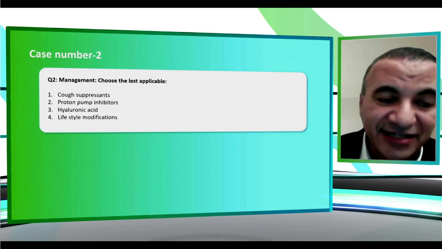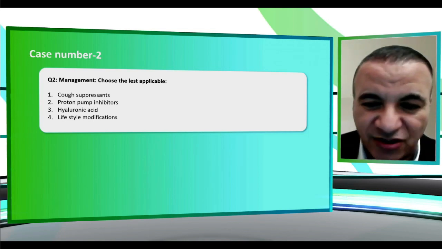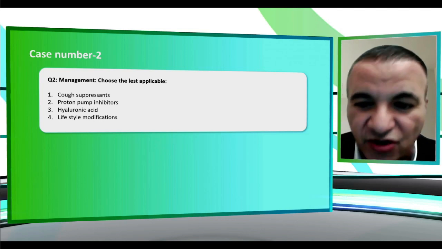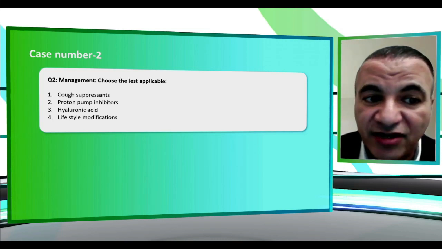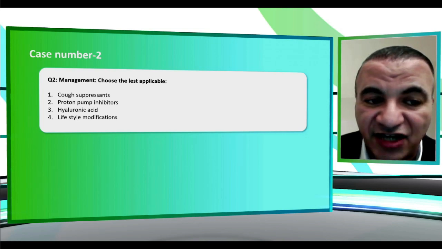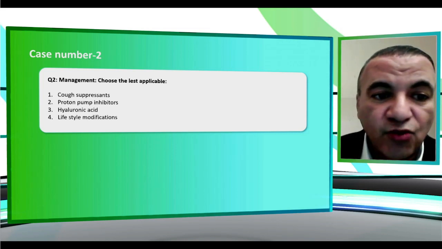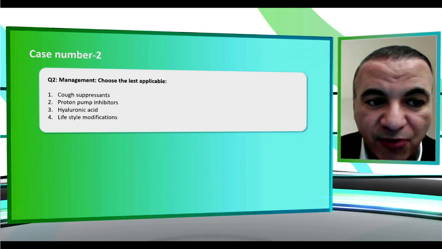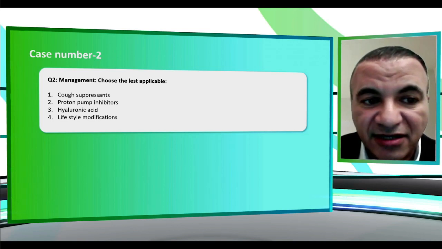Now we diagnose it as silent reflux, and I'm going to tell you how I treat it as an ENT doctor or as a chest doctor. I'm not a gastroenterologist. How I treat this case: number one, cough suppressant. Number two, proton pump inhibitors. Number three, hyaluronic acid. Number four, lifestyle modification. And by hyaluronic acid, I mean oral hyaluronic acid. So three are applicable, one is non-applicable.